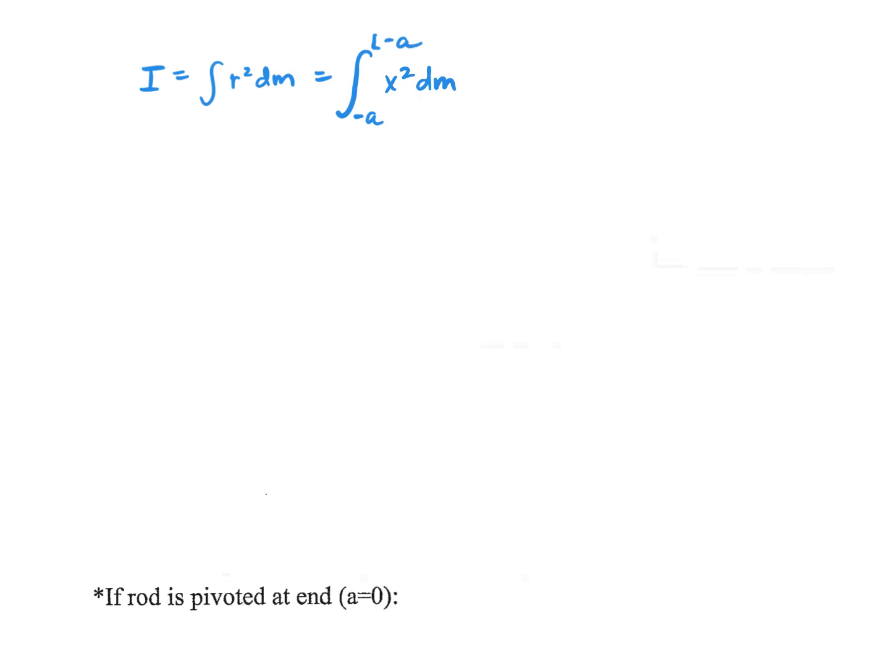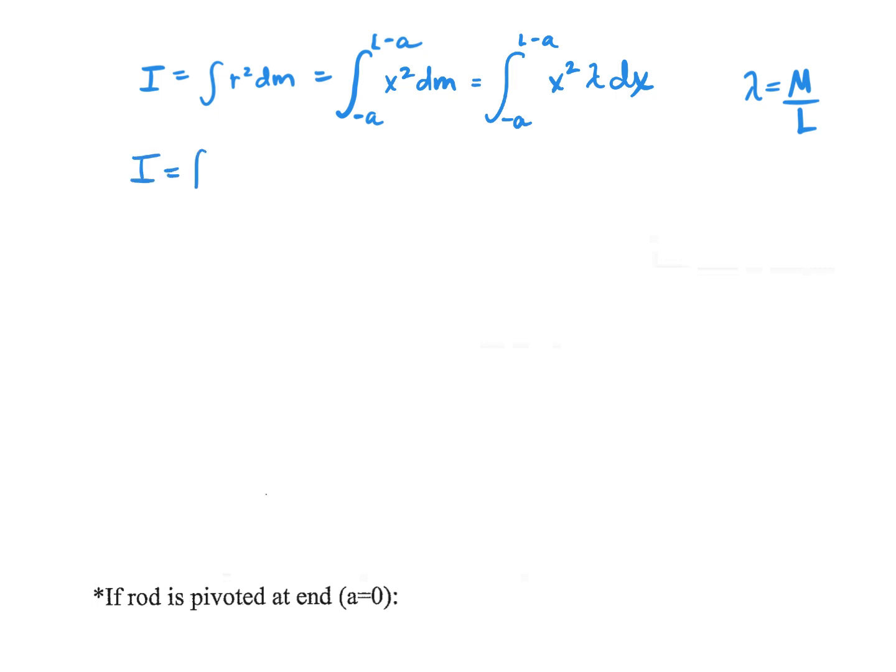Well, we know what dm is, don't we? Didn't we find that? It is the linear density times the dx, right? The little slice, the width. Yep. So this becomes, from negative A to L minus A, x squared lambda dx. That's not so bad, is it? Well, lambda is linear density, isn't it? So that would be mass over length, right? So let's put that in.